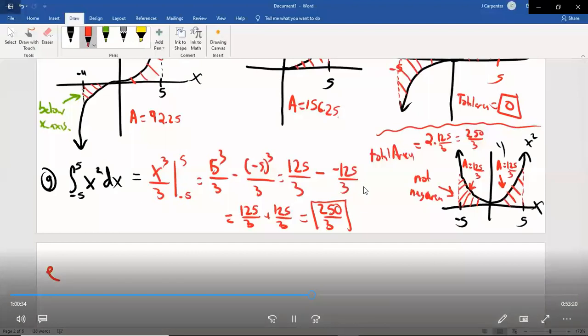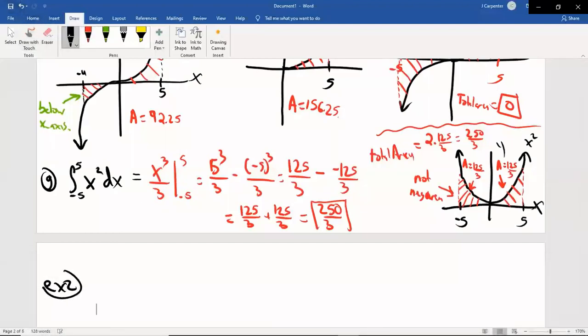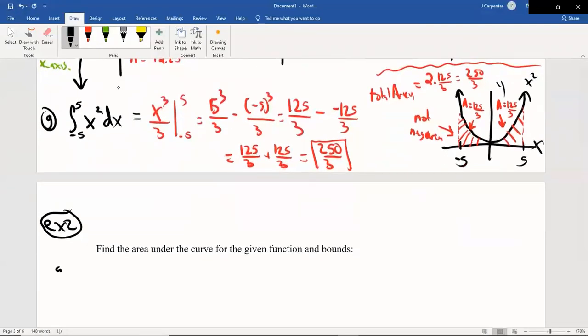Example 2. Wrong color. And we are going to do the same thing. Find the area under a curve, given function and bounds. A, we're going to do the integral from 1 to 5 of dx over x.